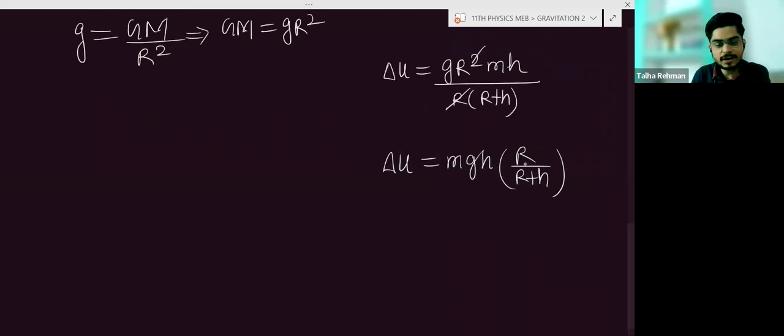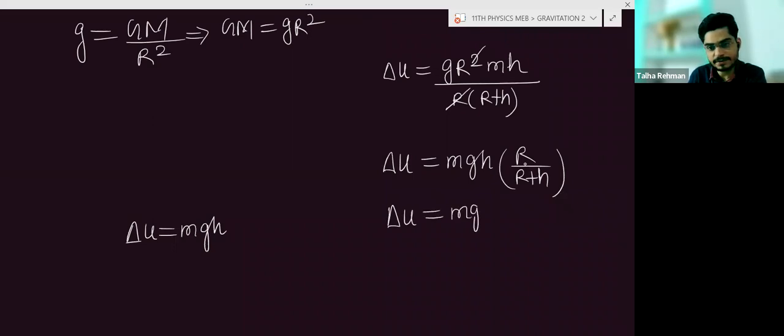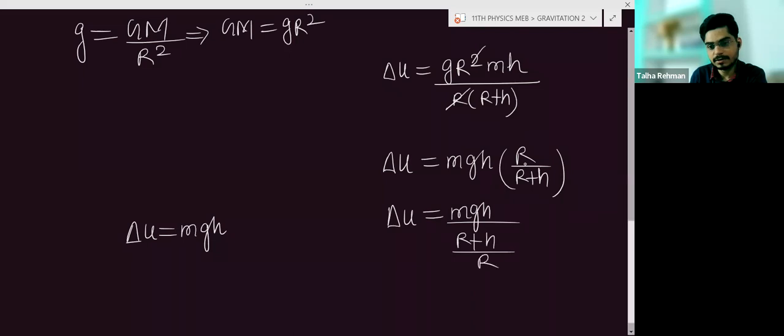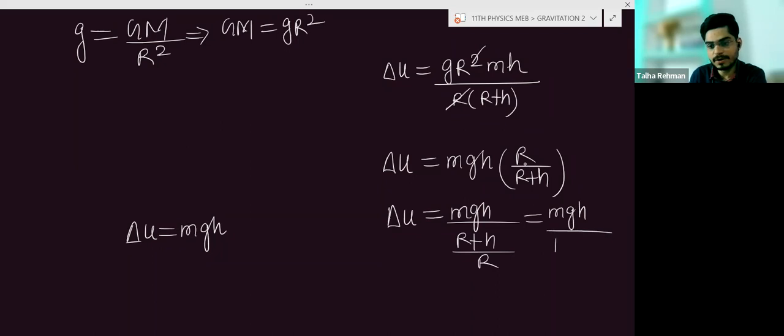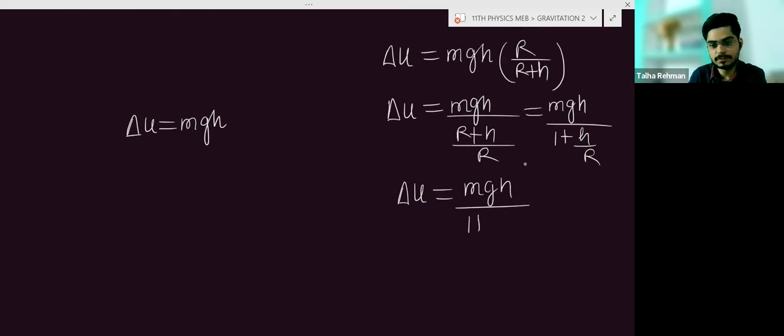So now why do we say delta U is equal to mgh? Okay, I am telling the reason. Delta U, when you further simplify it, it will become mgh, and you can write this as r plus h divided by r. Further you will solve it, it will become mgh divided by 1 plus h by r. So delta U, basically you will have mgh divided by 1 plus h by r.